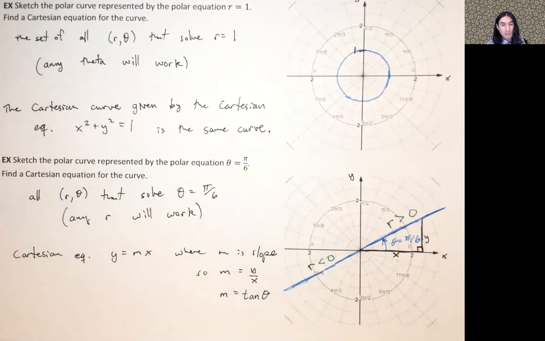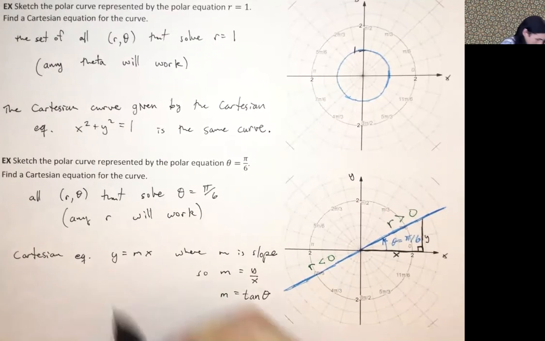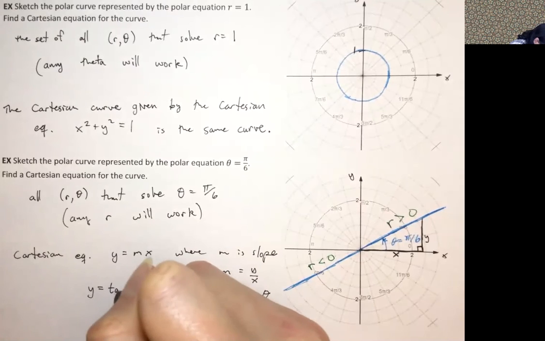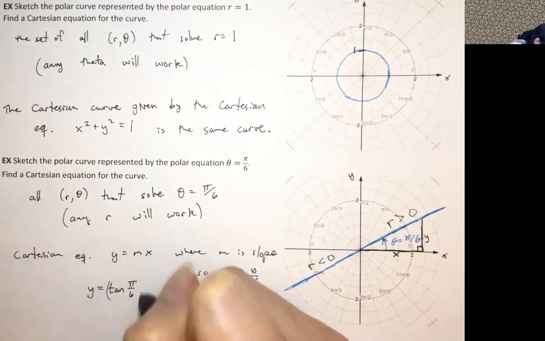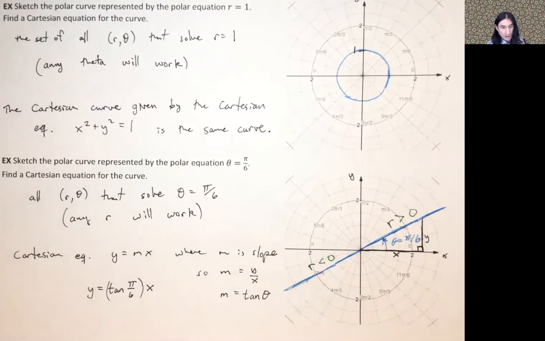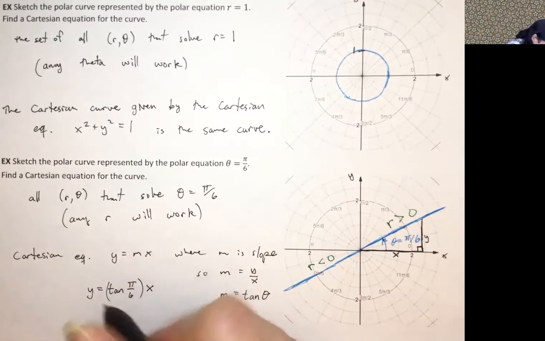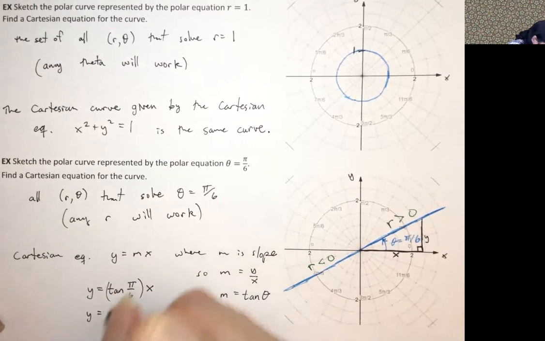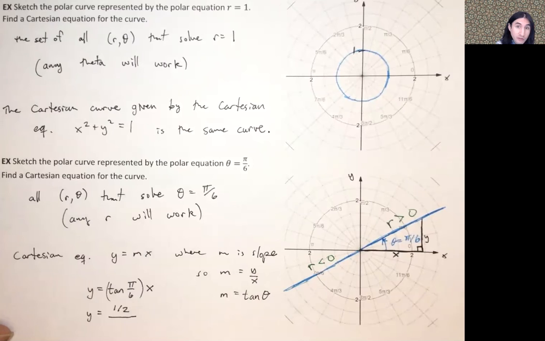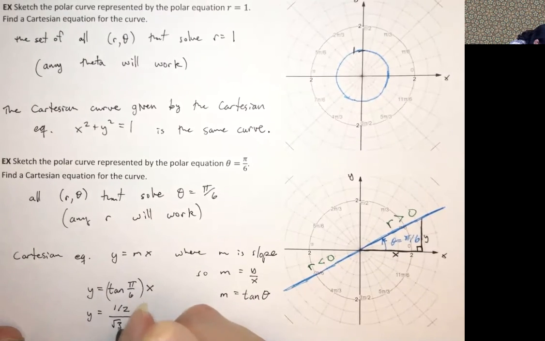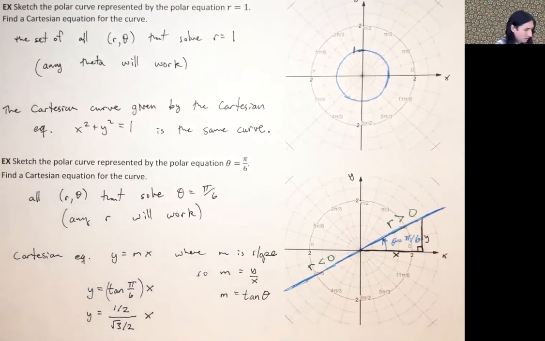Okay, so we'll use m equal to tangent of pi over 6. That goes in for my m. And if you remember tangent of pi over 6, the easiest way for me to remember that is first quadrant values of sine and cosine. So I would remember it as y equals sine of pi over 6, which would be 1/2, divided by cosine of pi over 6, which would be root 3 over 2. And yeah, we have that simplified down. It's 1 over root 3 x.